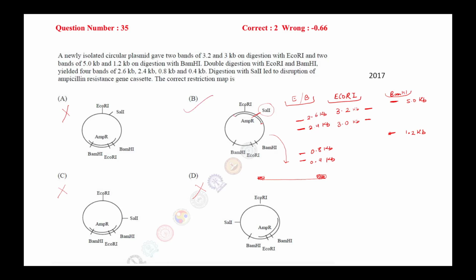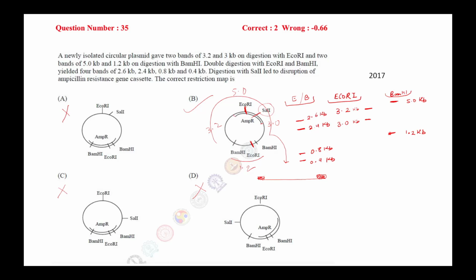Now let's cross-check all this data which is given. Let's match them. EcoRI has two restriction sites, and then only it gives us two bands. If we divide it, 3.2 kb and 3 kb. And BamHI is also making two cuts, this portion and the other, bigger portion, which is 5 kb and 1.2 kb, which we are assuming because the exact distances are not given to us.